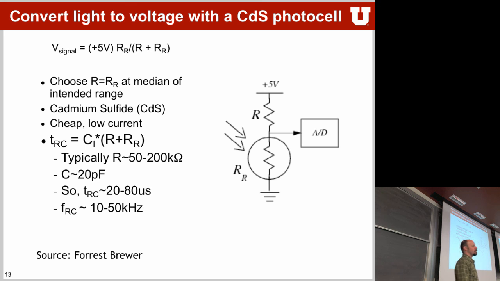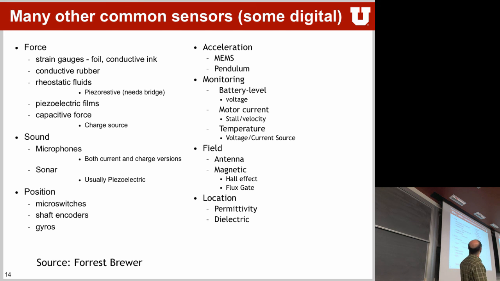So what forms of different sensors can we have? Well, we can have force sensors. They can measure a force and produce an electrical current. We have sound microphones or sonar. Some of them work with piezoelectric effects, where you have a piezo crystal that you squish and it generates a voltage. Or you use a coil and a metal that moves through it, and you can measure what this produces. We can have position microswitches, shaft encoders, or gyroscopes. Acceleration we can measure using pendulums or MEMS accelerometers.